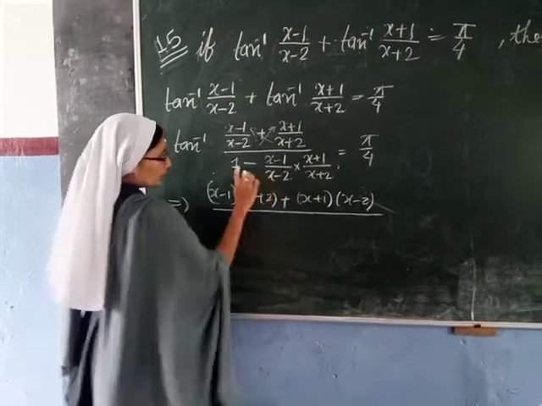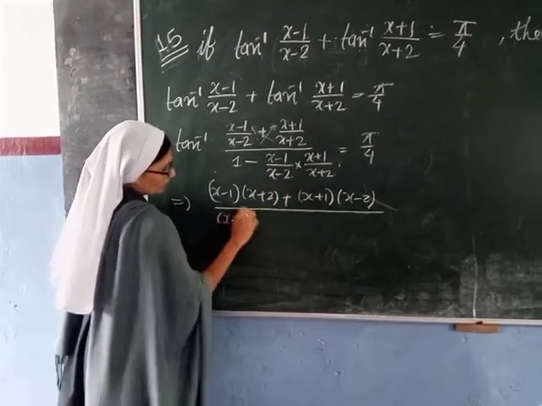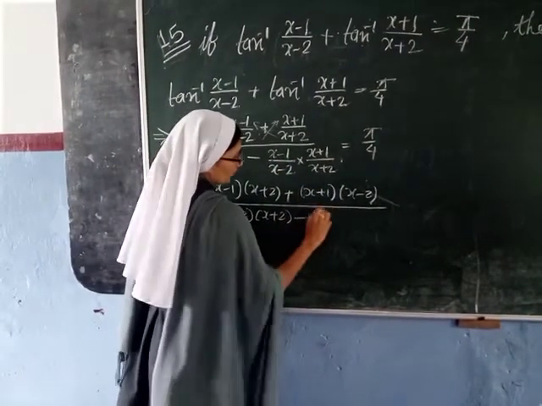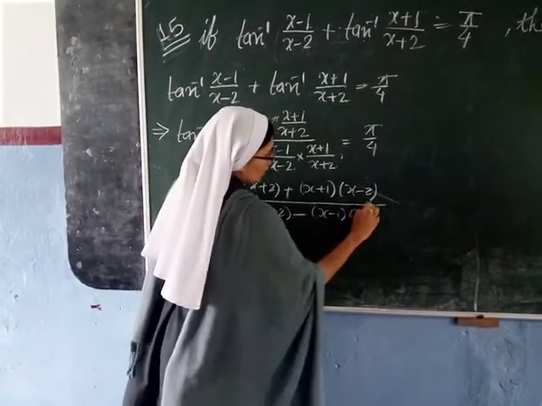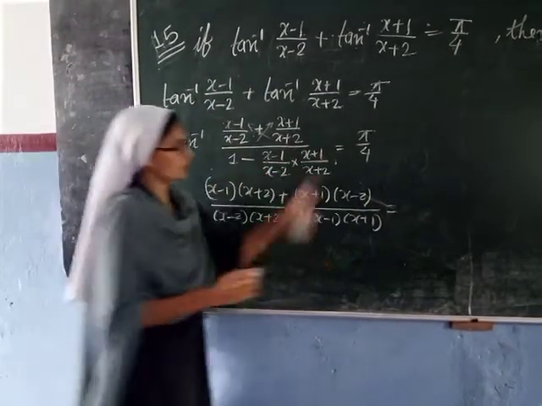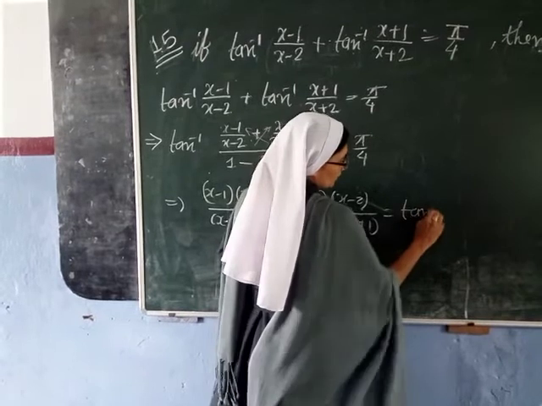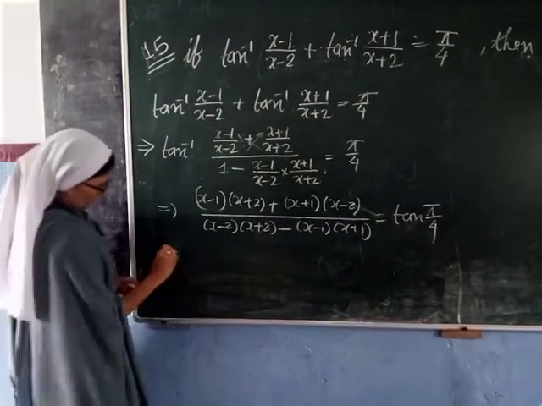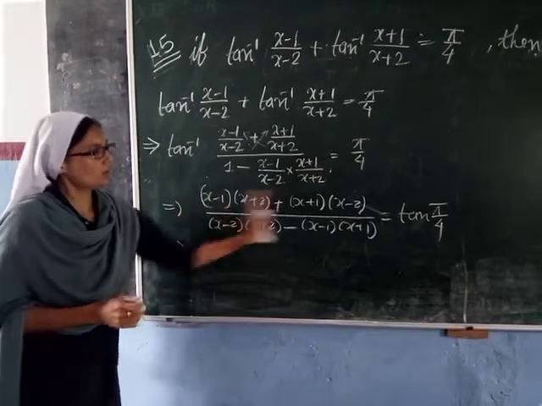So these two will come with this (x − 2)(x + 2) minus this multiplication (x − 1)(x + 1) is equal to... and this tan inverse I am transferring to this side. So it becomes without the inverse, tan(π/4), and you know the value of tan(π/4). Okay. Now simple calculation. We'll open the bracket.